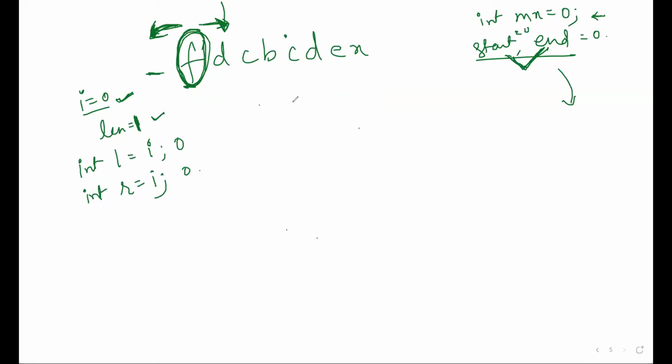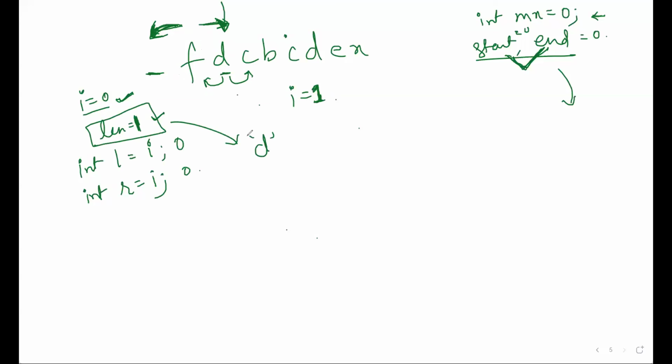Next, I go to index 1. I is 1. Now I consider the character present at index i equal to 1 to be the midpoint. If this character is the midpoint, then these characters need to be the same if I want to form a palindrome. Okay, but are they the same? They are not the same. So again, I have a length 1 palindrome only, and that palindrome contains only D. Okay, so I'll not update my max, start and end.